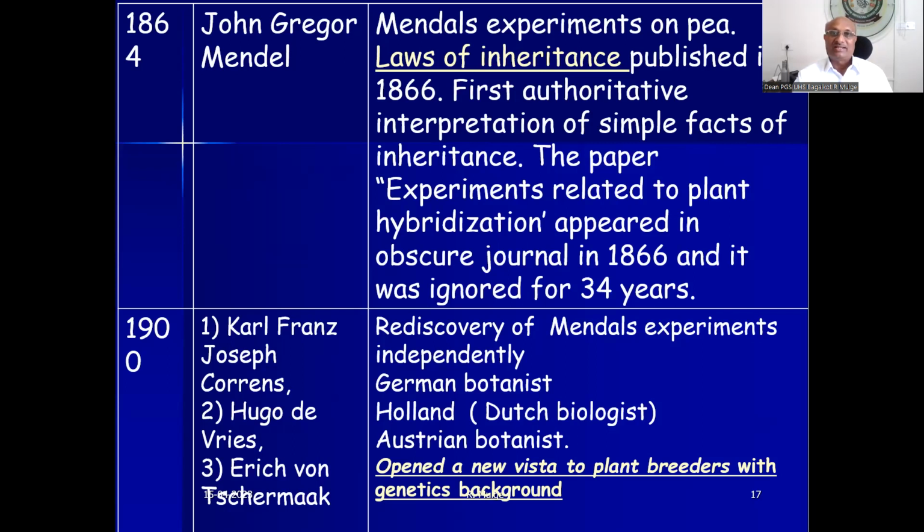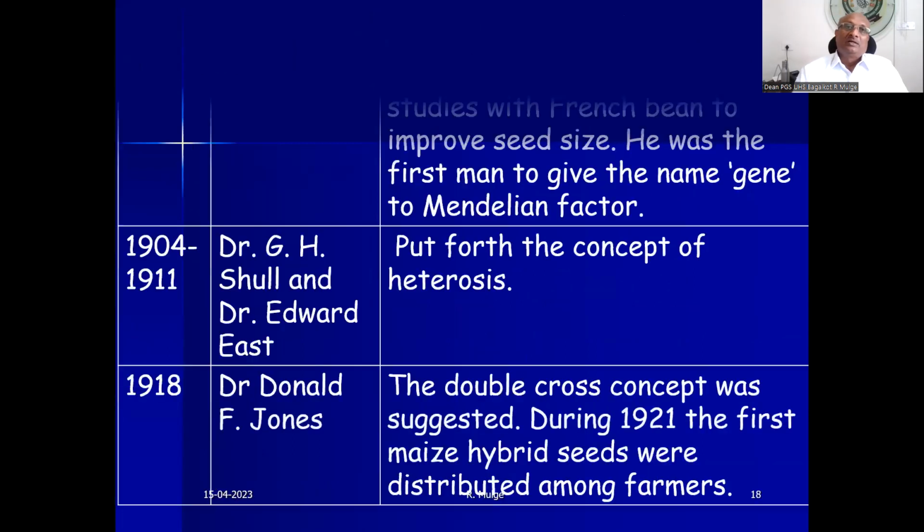Whatever the laws of inheritance are, the genes are there, and genes get inherited to the next progenies. What is the rule by which they are inherited, how they are inherited, and how within the gene you have two alleles, one dominant and one recessive, all that is going to be very, very important for the plant breeder to achieve his goals.